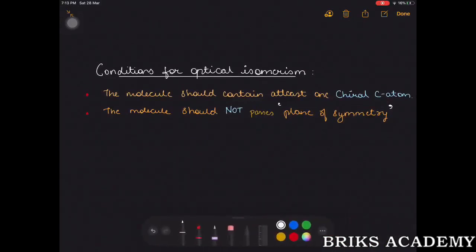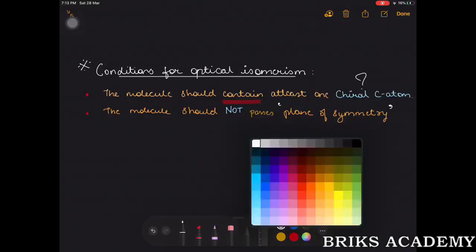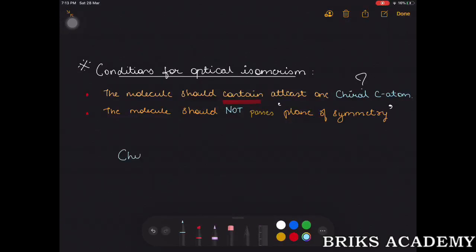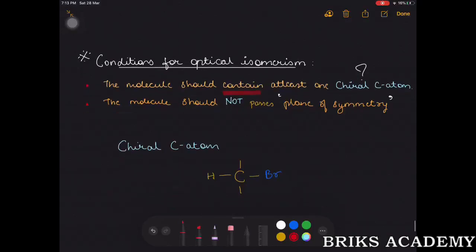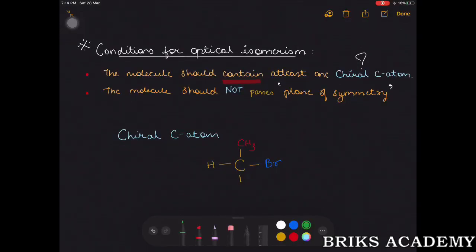Now, moving on to conditions of optical isomerism. The first point says the molecule should contain at least one chiral carbon atom. But what is a chiral carbon atom? A chiral carbon atom is that carbon atom which has 4 different groups attached to it. For example, this carbon is attached to one hydrogen, one bromine, one CH3 group and the last C2H5 group. So this carbon, which is represented by an asterisk, is a chiral carbon atom. Hope chiral carbon atom is clear.